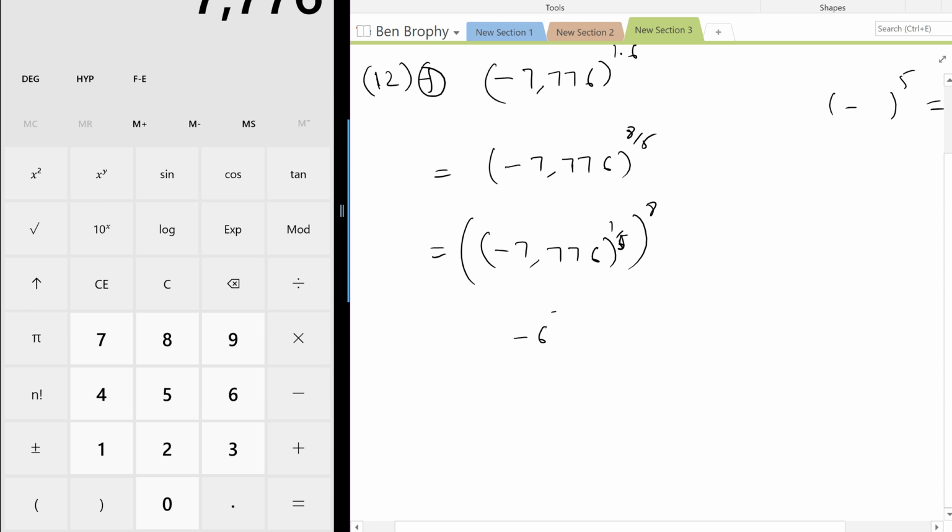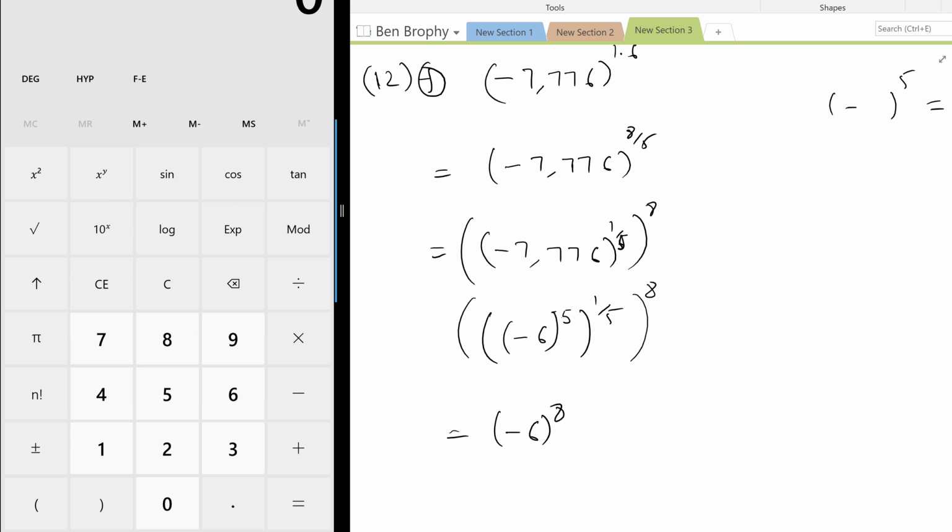5. Brackets are really important because of the negative sign. Negative 6 powered by 5 is going to give you that thing, and we have a bracket 1 over 5, and then another power 8. Now that is 1. So negative 6 raised to 8, that's going to be the answer. 1,679,616. There's no decimal? Nope.